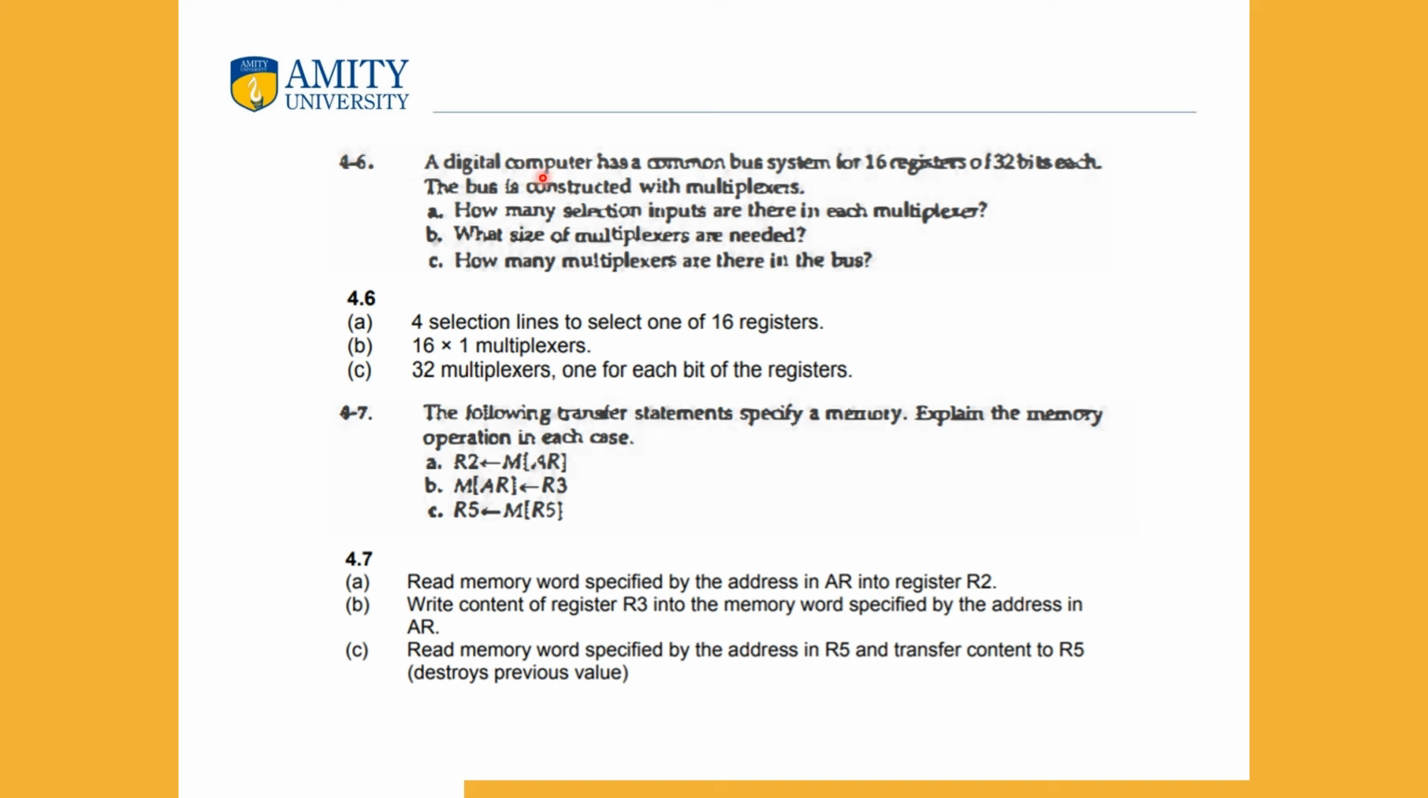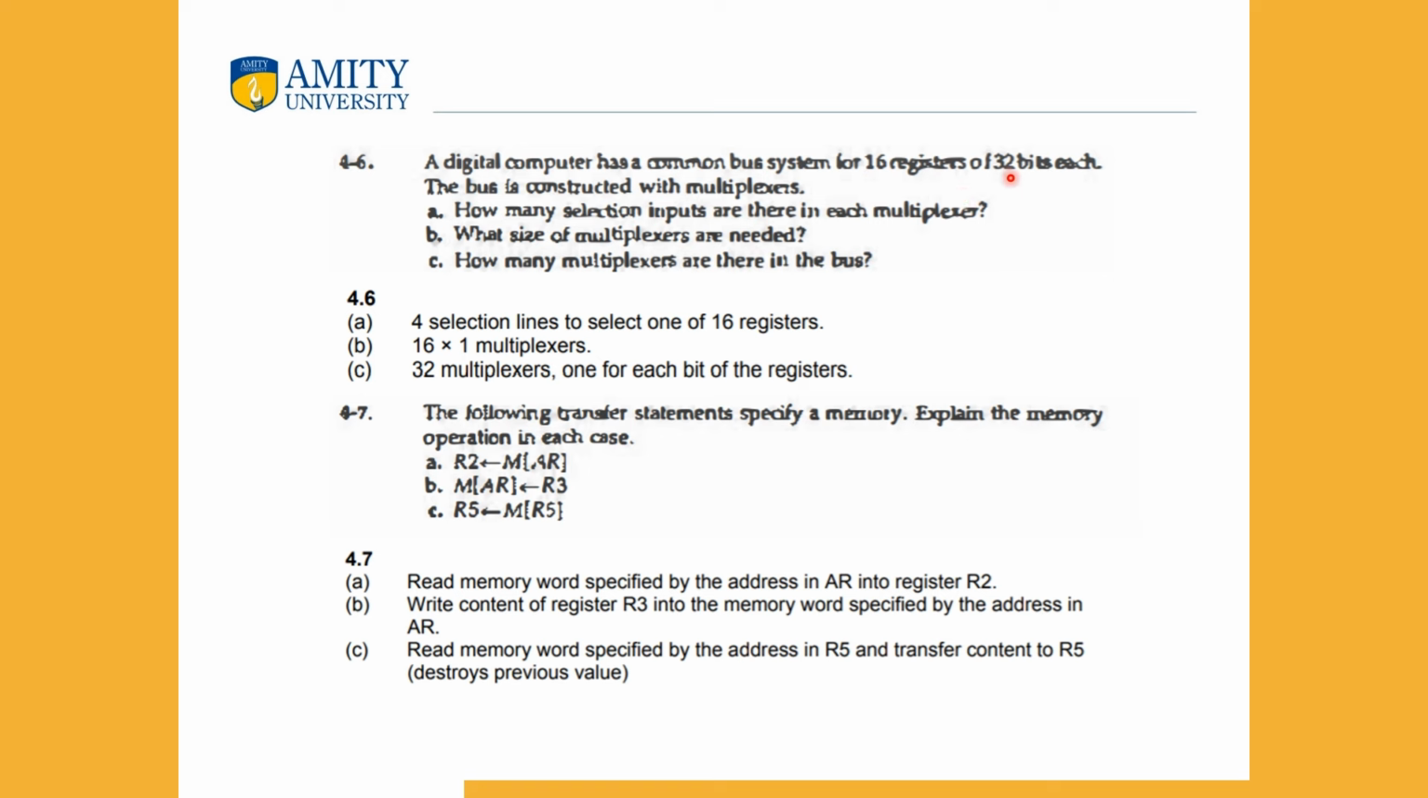The next question is, a digital computer has a common bus system for 16 registers of 32 bits each. The bus is constructed with multiplexers. So here we need to find out the number of selection inputs and basically the details for a common bus system. So how many selection inputs are there in each multiplexer? The important thing to notice is that the bus system has 16 registers and 32 bits each.